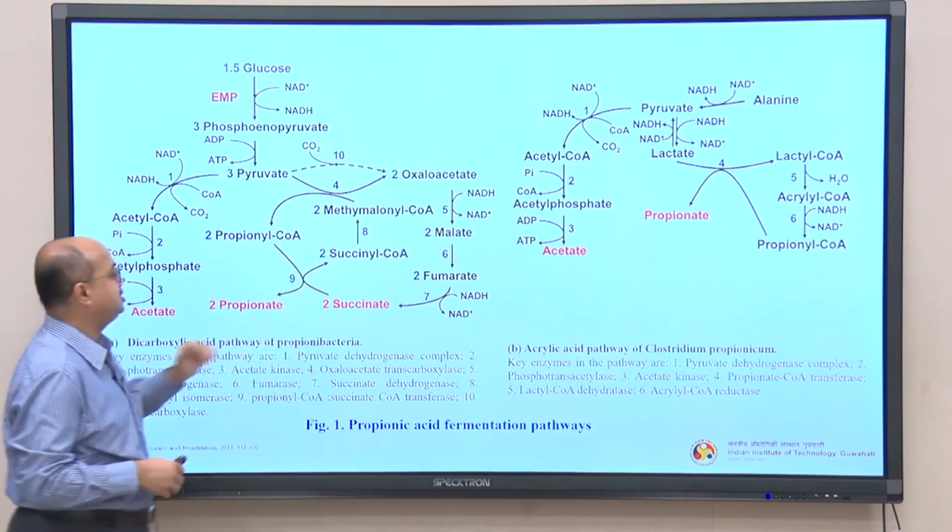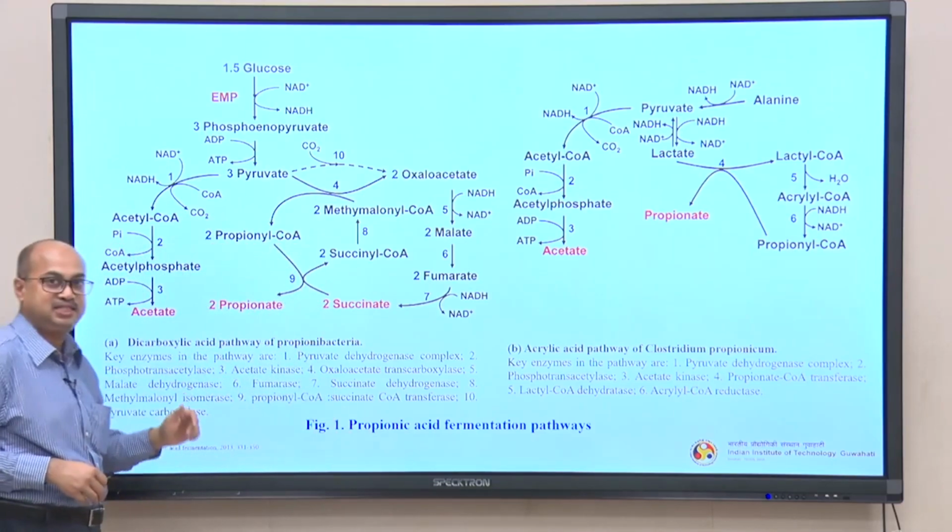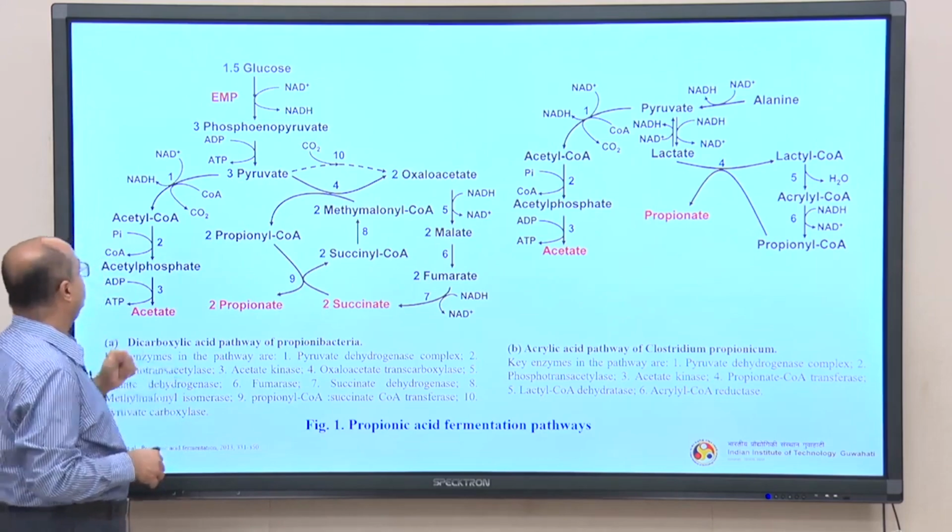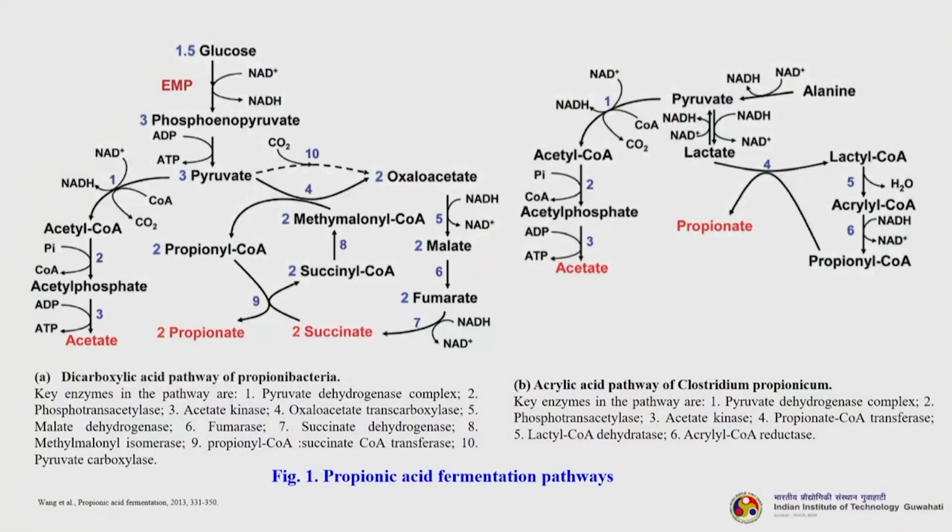So, let us try to understand what is happening in the dicarboxylic acid pathway of the propionibacteria. You can see that here the substrate is glucose, it can be something else also. So, glucose is getting converted to 3-phosphoenolpyruvate, it is a pyruvate cycle again, then it is finally degraded to pyruvate. Now, this pyruvate can result in 3 different products, again using different pathways.